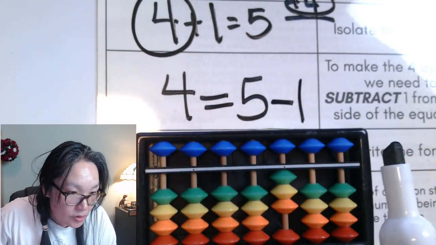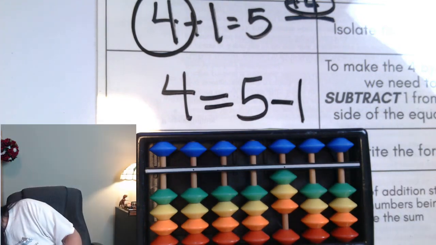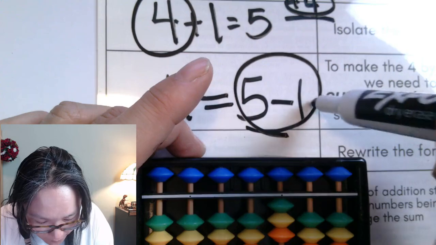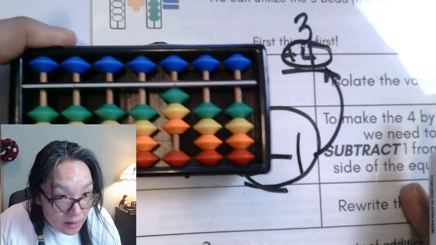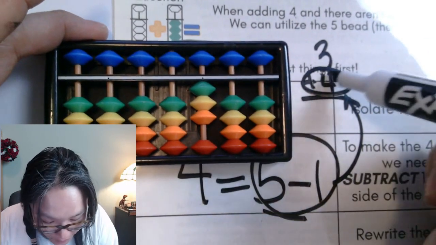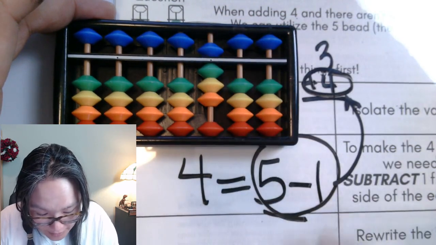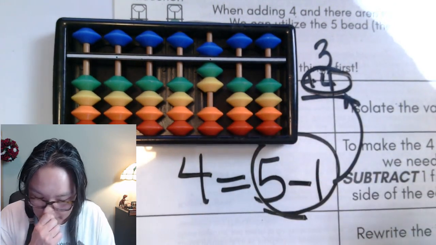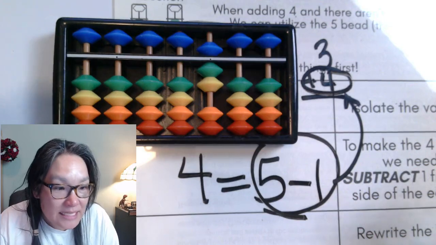Hey, John, does that make sense? Now what we did is we isolated the variable. What we're going to do now is substitute this information into the 4. I want to add the 4, which means I'm going to add the 5 and take away the 1. So my answer is 7.